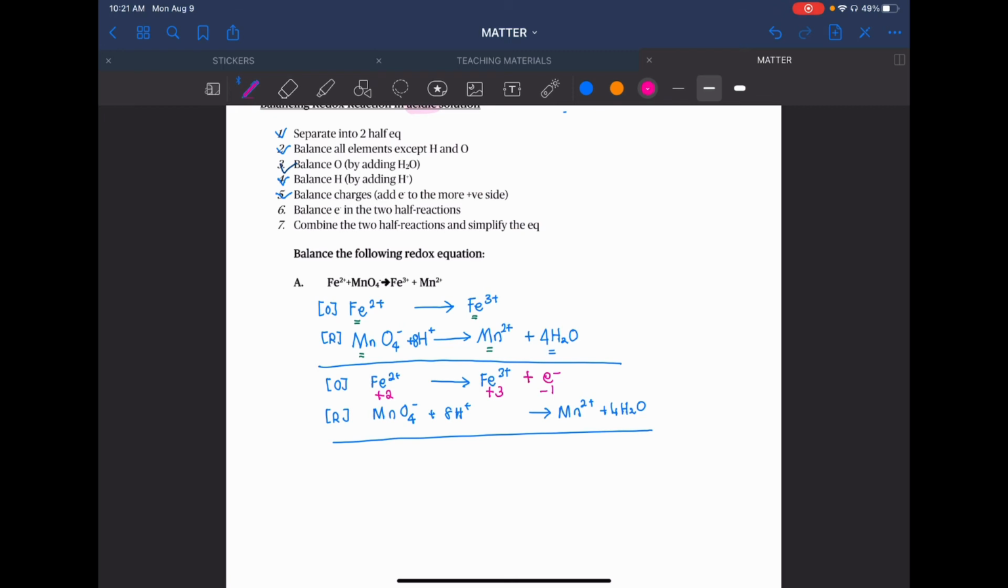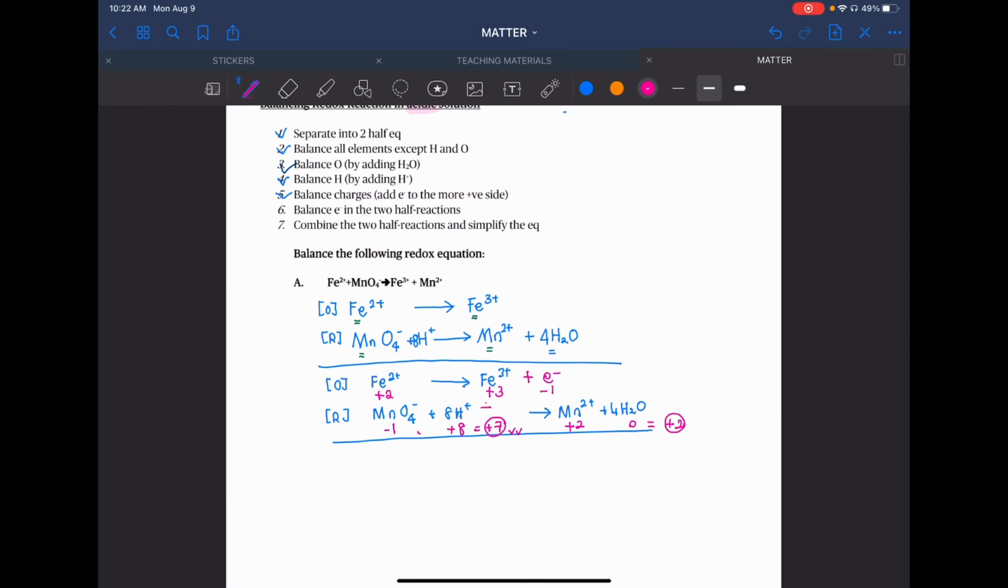Okay, let's look at the second equation. Okay, the charge for MnO4- is negative 1. Okay, untuk H+, the charge is positive 1. Tapi sebab ada 8, so darab 8. Mn2+, positive 2. Water, neutral, so 0. So when you add all the charge together, so on your left side, the total charge is positive 7. On your right hand side, the total charge is positive 2. So on your left is more positive.